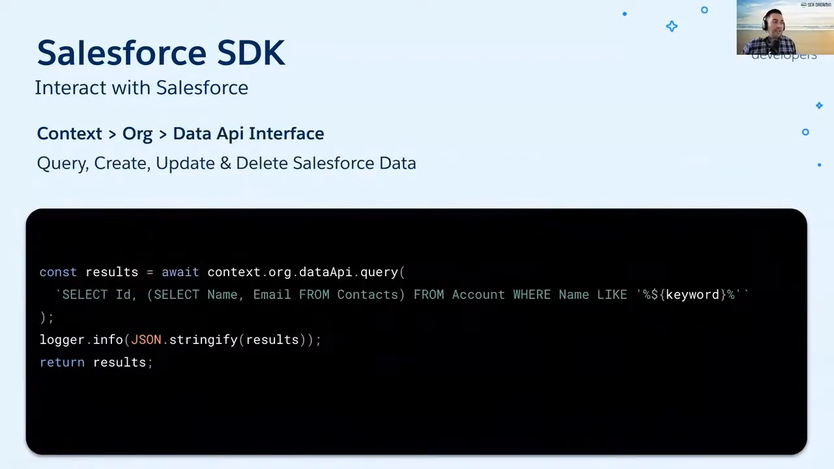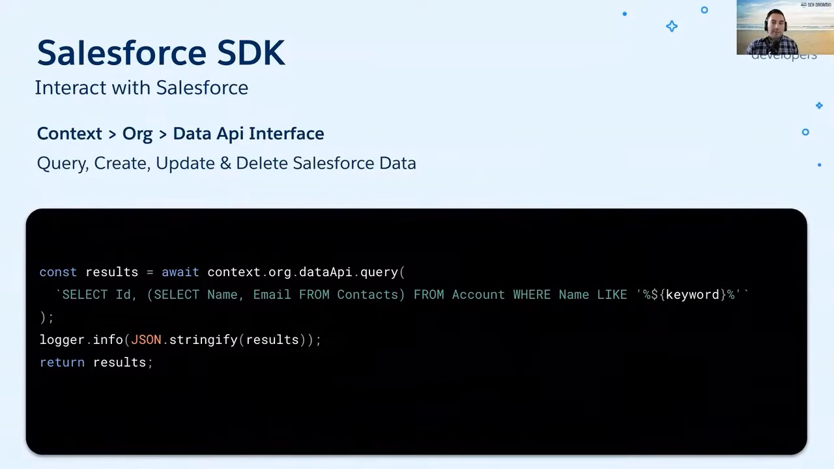Next, we have the data API interface, and this is really cool. This gives us direct access to Salesforce data. Once again, it's through that context interface, through the org interface, and then you have that data API. In this example, we're going to use the query function to select an ID from a list of accounts. What's great about this is we can write SOQL just like we're used to from our function and gain access to the data.